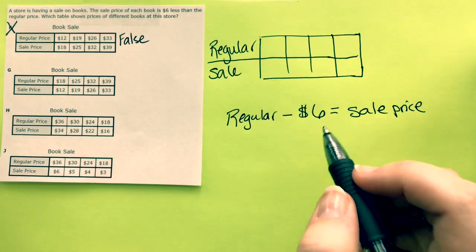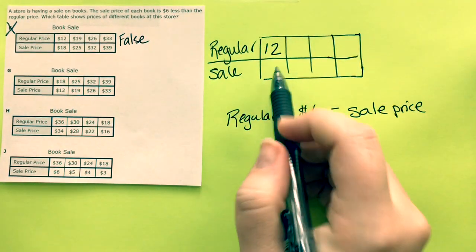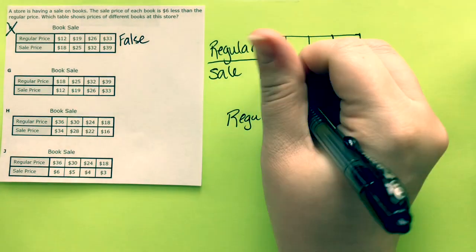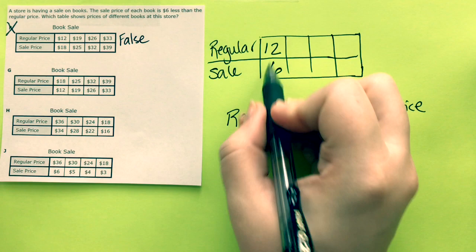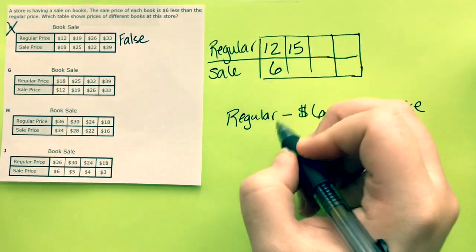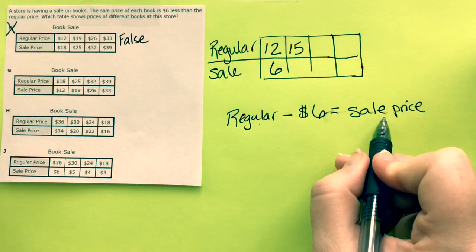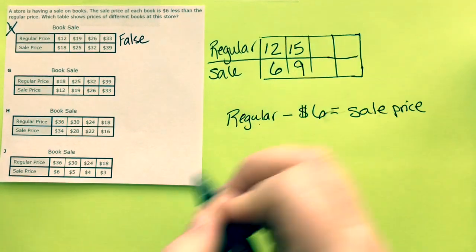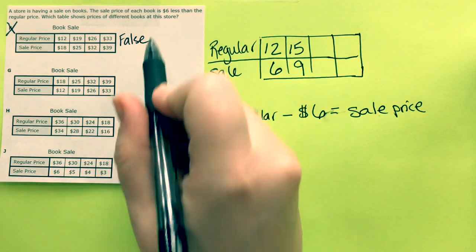So let's say the regular price was $12. Well, regular price minus $6, 12 minus 6 would be 6. So I know my sale price would be 6. That's just an example of one. If I was going to do $15 for my regular price, 15 minus 6 would equal my sale price. So what is 15 minus 6? Well, that's 9. Okay, so do you see how I've created my own table based on the information?